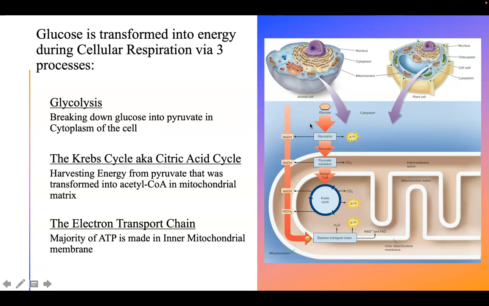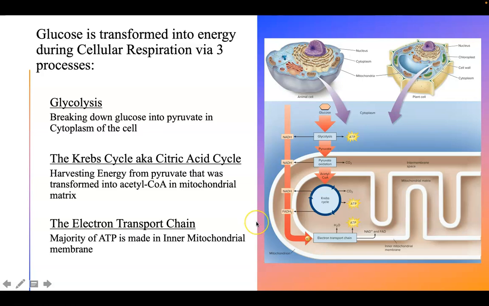In the Krebs cycle, the second part of this process, we are harvesting energy from pyruvate that was transformed into acetyl-CoA in the mitochondrial matrix. So the Krebs cycle is happening in the mitochondrial matrix. You can see here. But before that pyruvate is usable, it needs to become acetyl-CoA, and that happens in a transition step between glycolysis and the Krebs cycle. So once pyruvate has been transformed into acetyl-CoA, it is usable for the Krebs cycle.